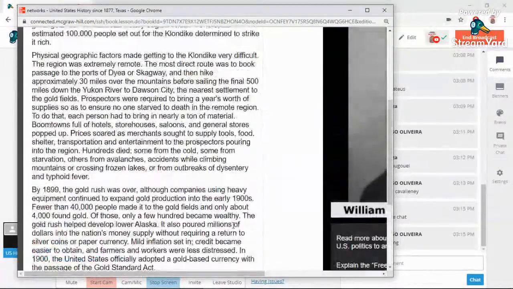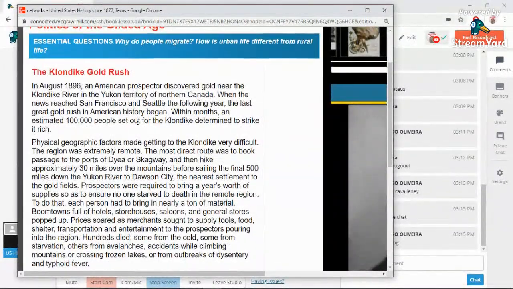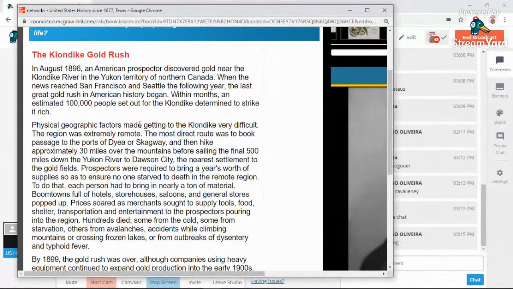So here's the last page, the Klondike Gold Rush. They were able to find gold in Alaska, in the Yukon Territory, which was in northern Canada. So when this happened, 100,000 people went to the Klondike to get rich. It was very difficult to get there. It's very far away, but it became part of the history of the country. Just in the same way that people started moving west to find all these other minerals, people moved to the north in order to get gold and other things like that.